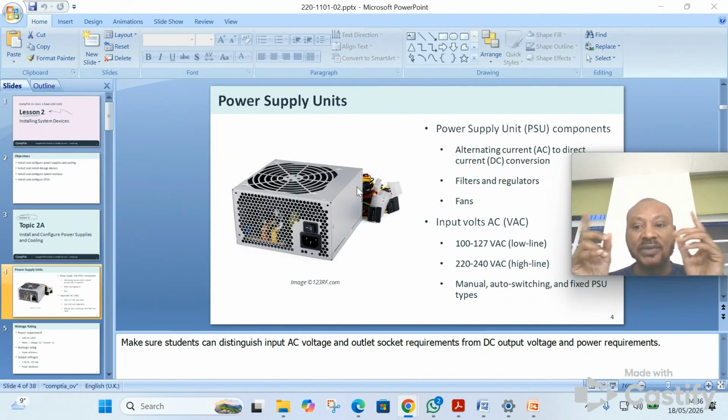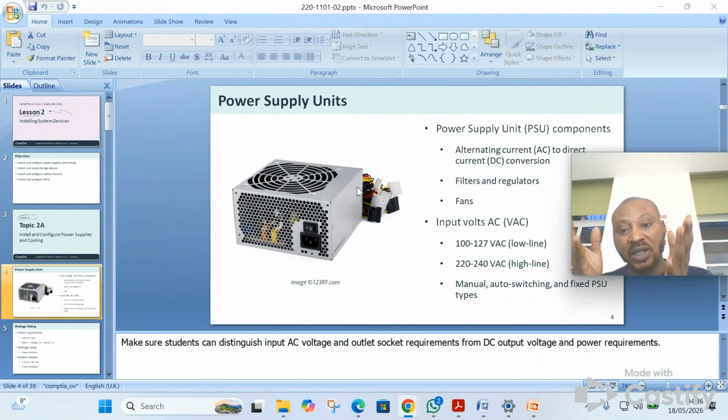But if you're seeing auto switching, a switch at the back of it that's showing 220, a switch means you can switch between 110 or 220. So remember, if you are in the US, you have to be between 110 and 127. If you're in the UK, you have to be between 220 and 240.